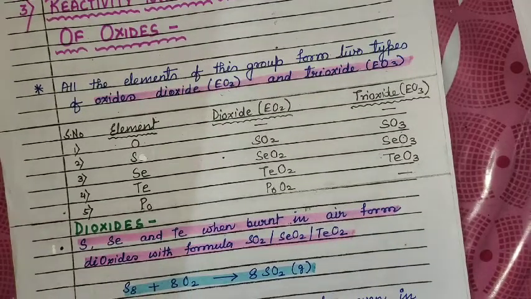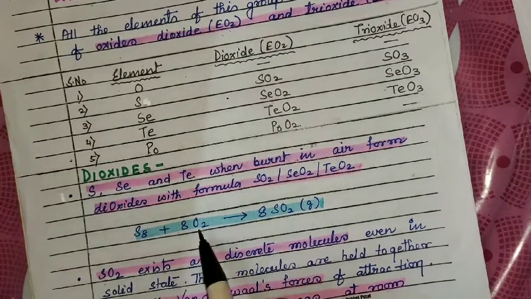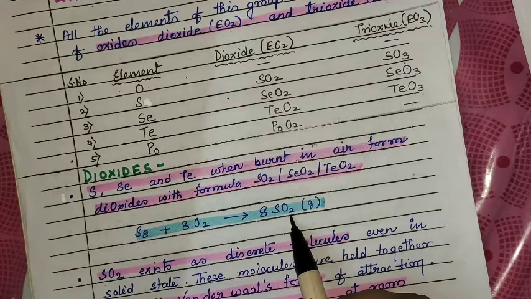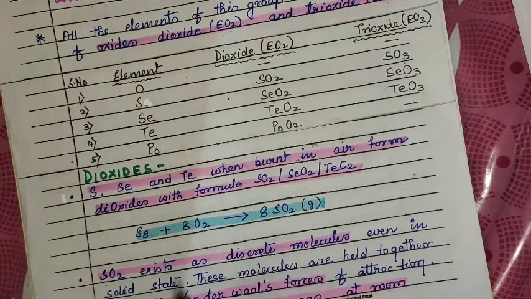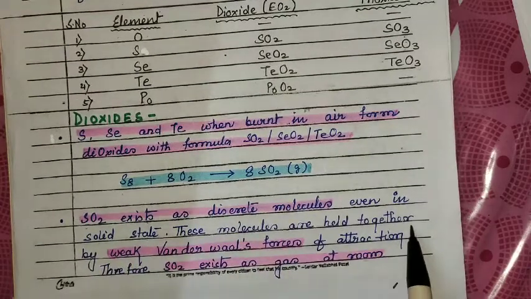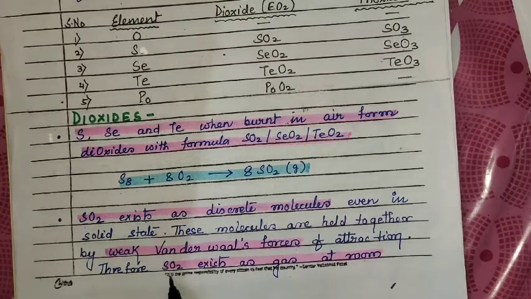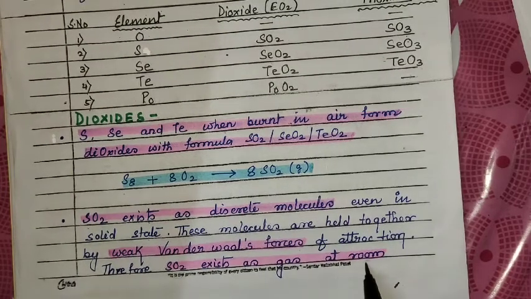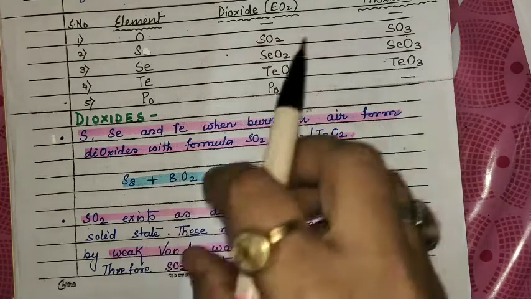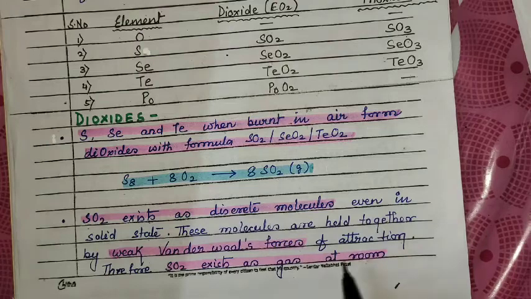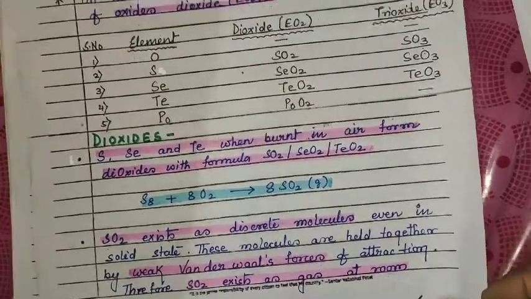The dioxides, the general preparation of dioxide, like for sulfur, it can react with oxygen and give sulfur dioxide. Sulfur dioxide exists as a discrete molecule even in solid state. These molecules are held together by weak van der Waals forces of attraction, and therefore SO2 exists as a gas at room temperature.